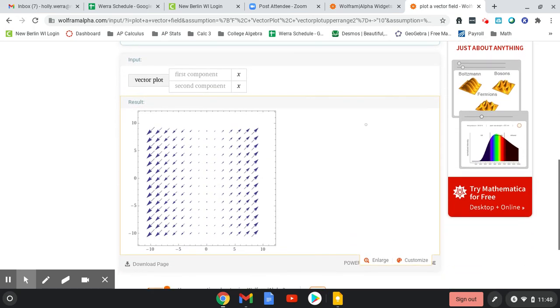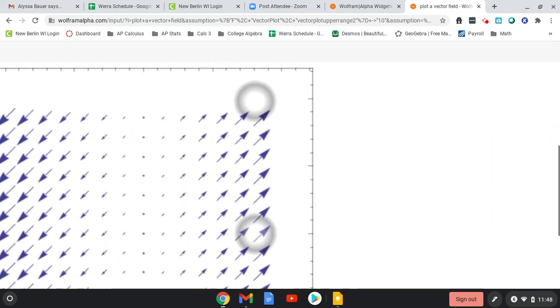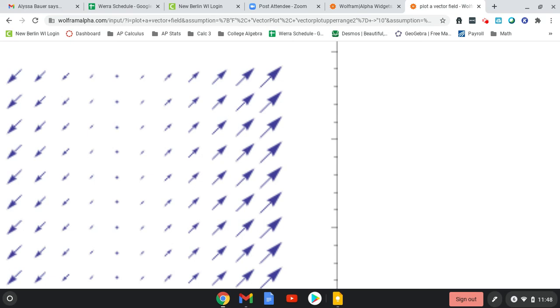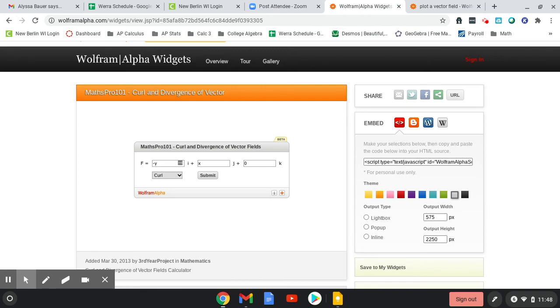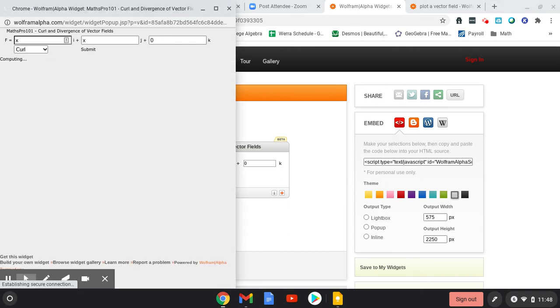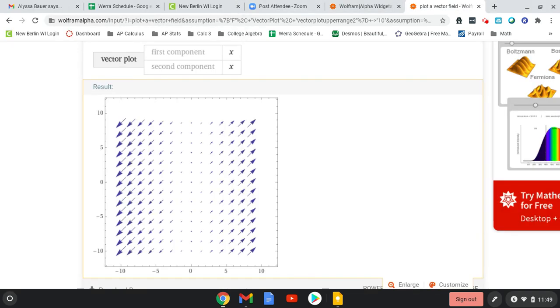So what you see here is that the arrows are pointing, like if we look in the first quadrant there, they're all pointing at the same angle, but they get bigger as you move away. All right, so if we do the curl on that, the curl is 1. There actually is some rotation there, and I was trying to think about the best way to explain it to you. And I didn't come up with a great one.